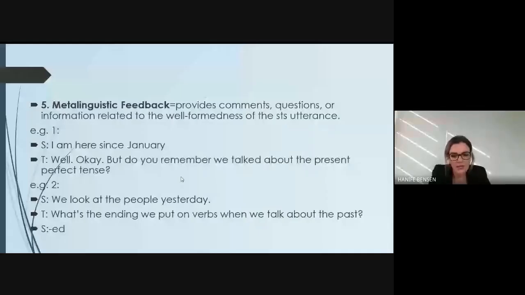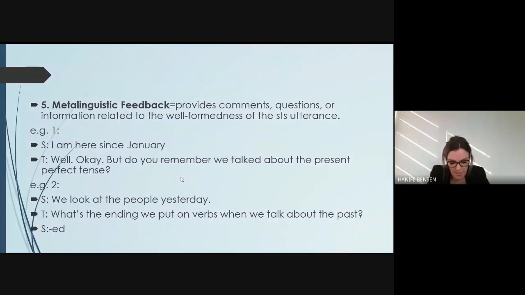The fifth type of corrective feedback, the fifth oral corrective feedback strategy, is called metalinguistic feedback. And here, it provides comments, questions, or information related to the well-formedness of the student's utterance without explicitly providing the correct form.